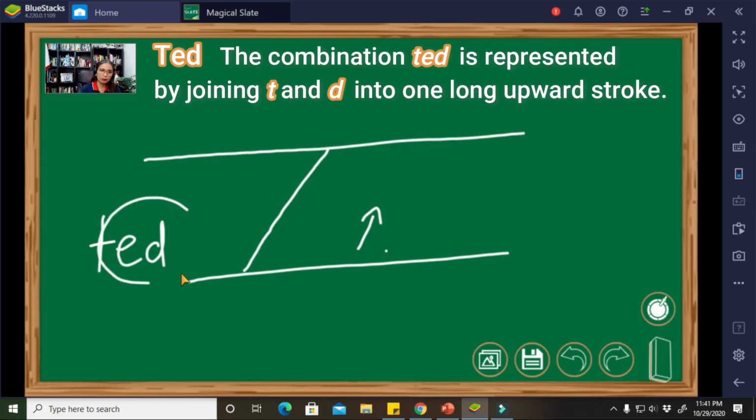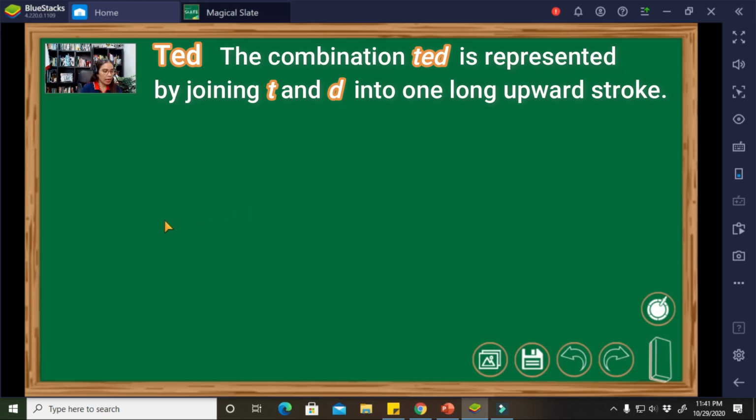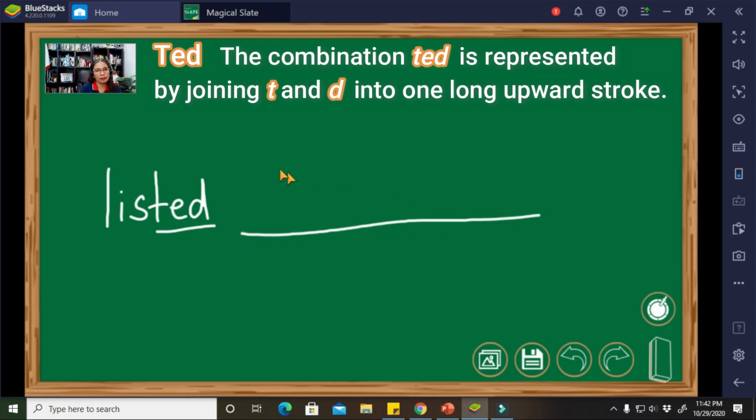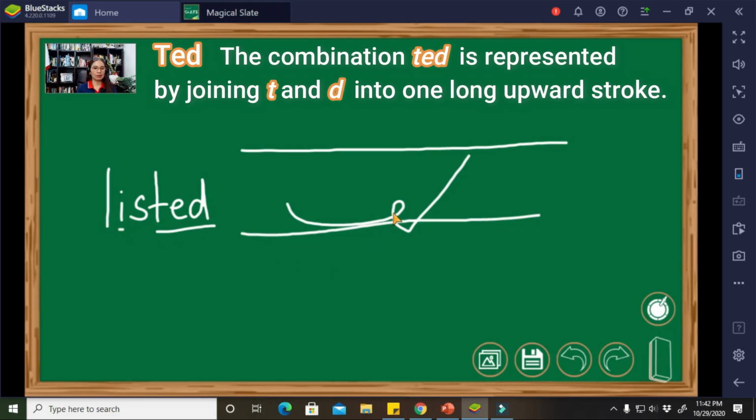Okay, so let's have an example. That is the symbol for TED: an upward straight line occupying one whole space. The word here is "listed." This is our new lesson. Now this is your line of writing. We have the L, then E and S, and TED. There, listed. The I there is pronounced as E. So that is listed.